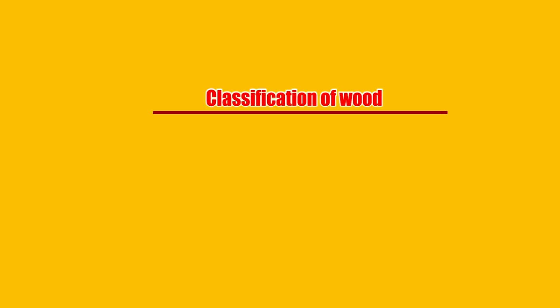Now, we come to the last subheading, which is classification of wood. This is very, very important because before you begin to cut down trees, you need to know what you want to use the wood for. Before you can cut down a tree, you must be able to ascertain what kind of tree this is. This will help you to know which tree to cut for what purpose. As we move on, you will understand better.